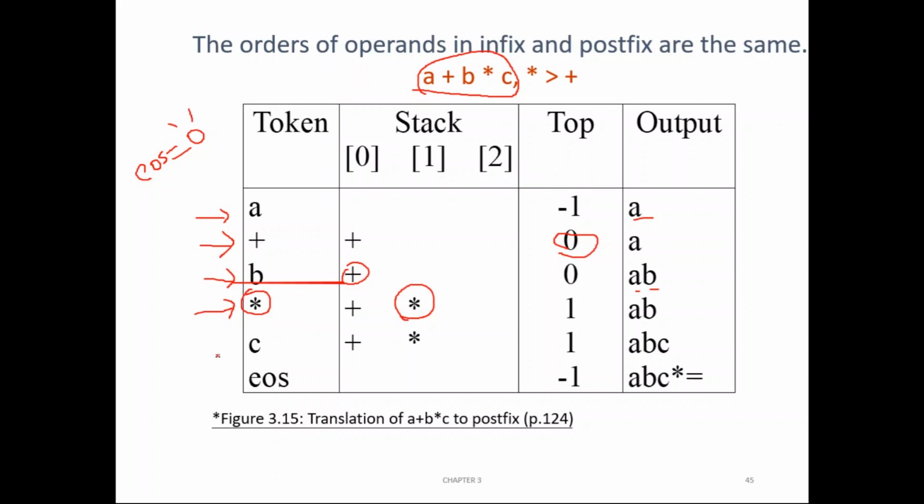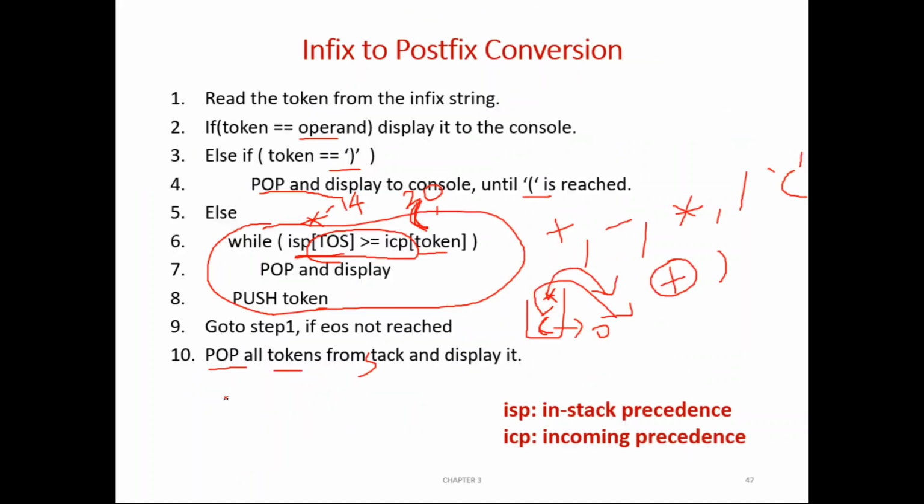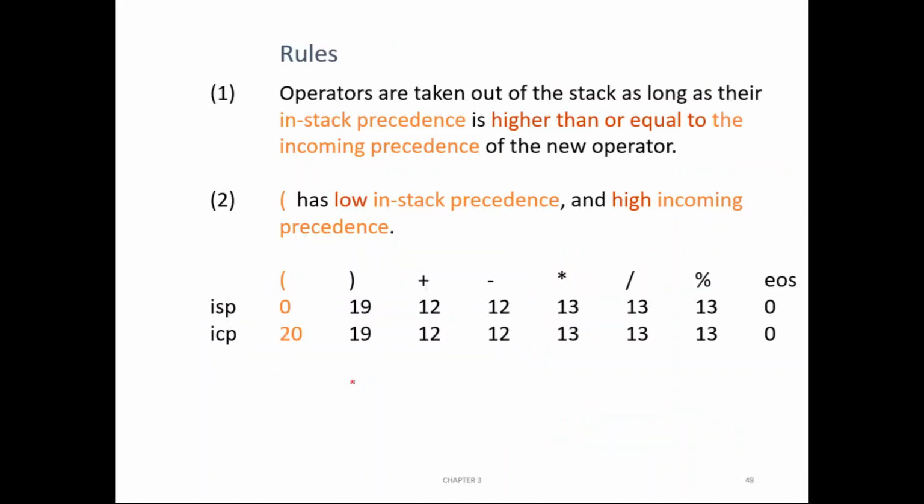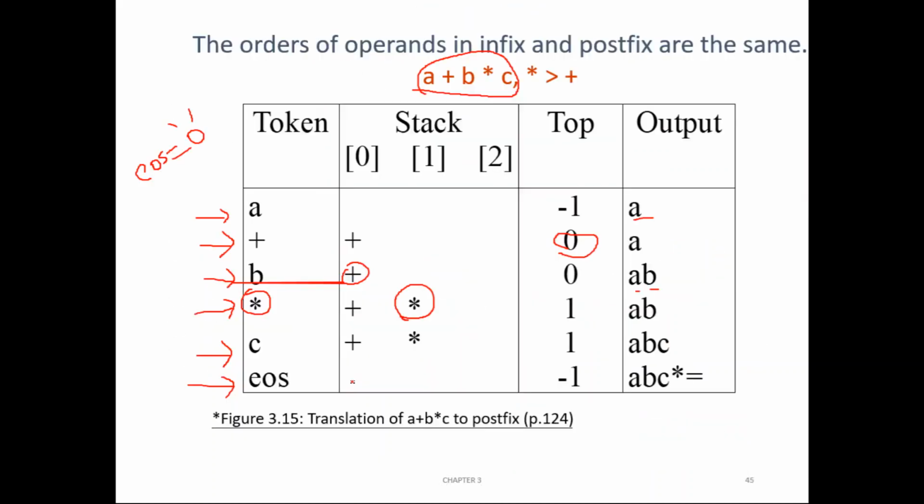The next token is C. It is an operand, so just display it. Next, there is nothing. We have reached the end of the string. Then, as per the algorithm, after processing all the elements, you just pop all tokens from the stack and display them. Already A, B, C were displayed. Now if you pop, star will come out, so this will display star.